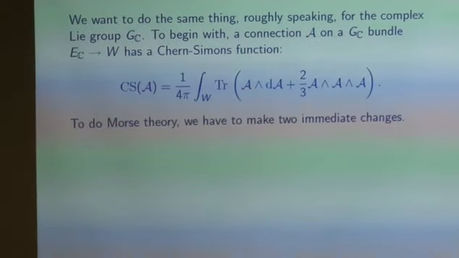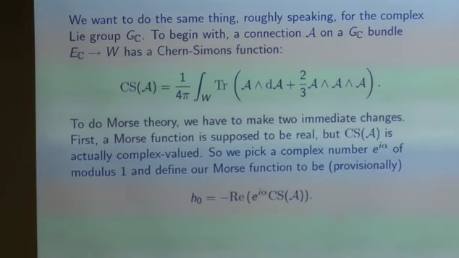To do Morse theory, we have to make two immediate changes. First, the Morse function is supposed to be real, but the Chern-Simons function is now complex valued. So we pick a complex number e to the i alpha of modulus 1, and we define our Morse function to be the real part of Chern-Simons times e to the i alpha. Well, that's a preliminary definition of the Morse function. We'll improve it in a bit.